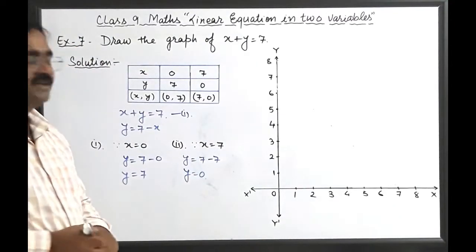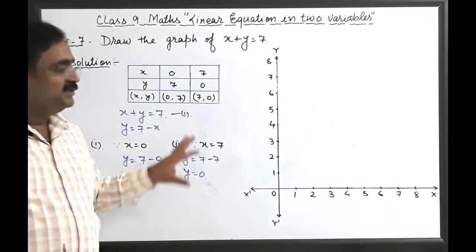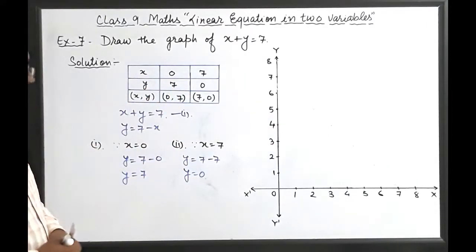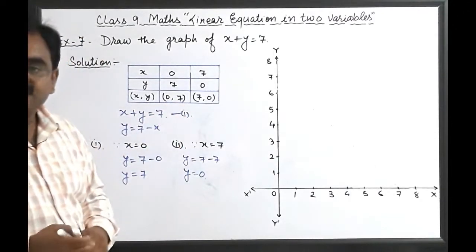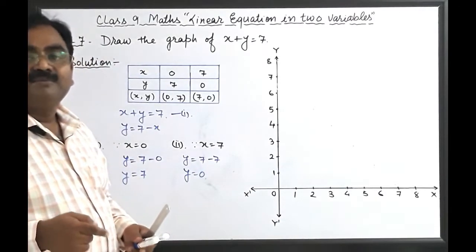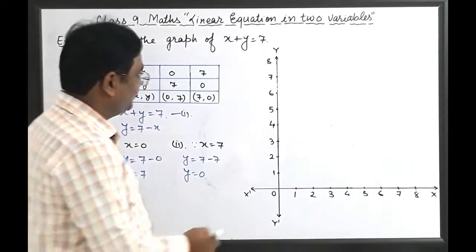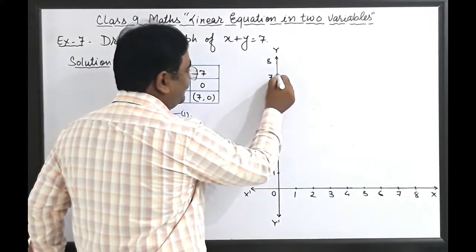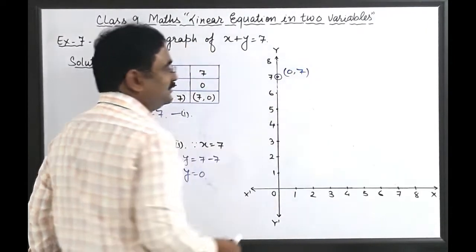Now let us plot these points (0, 7) and (7, 0) on the Cartesian plane in the coordinate system. First of all, we have to plot these 2 points. First coordinates are (0, 7). It means x is 0 and y is 7, which means this point lies on the y axis. So here we have taken this point and its coordinates are (0, 7).